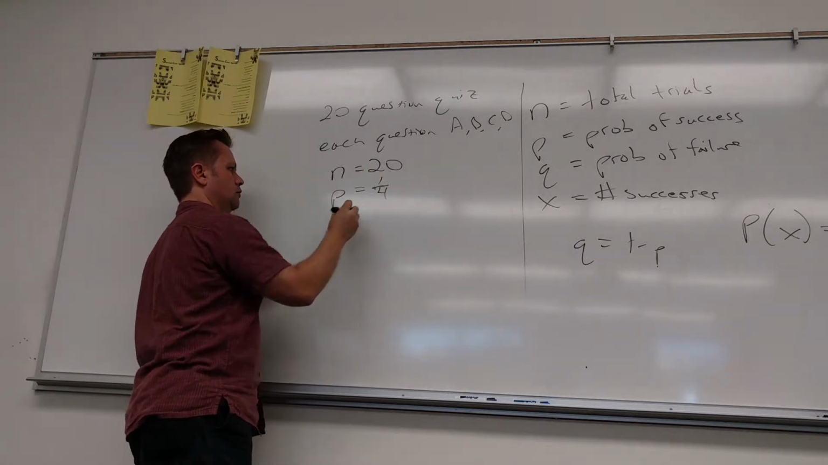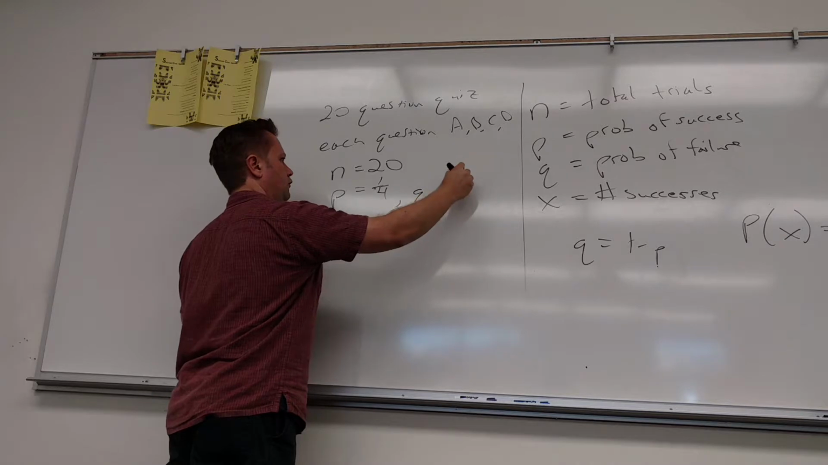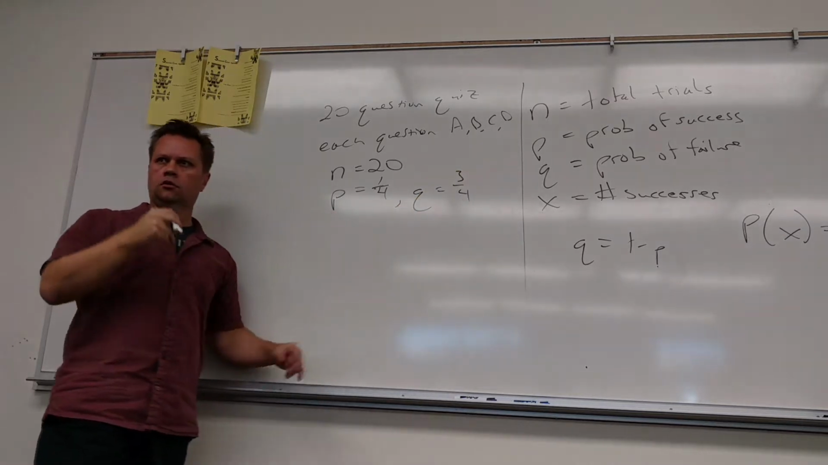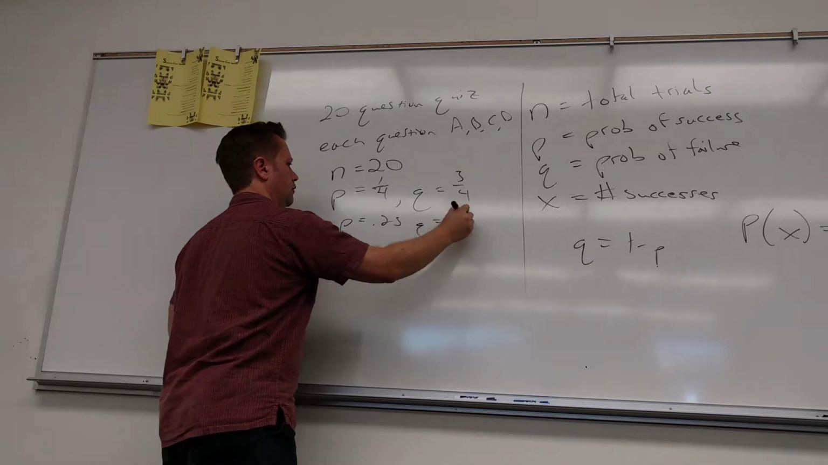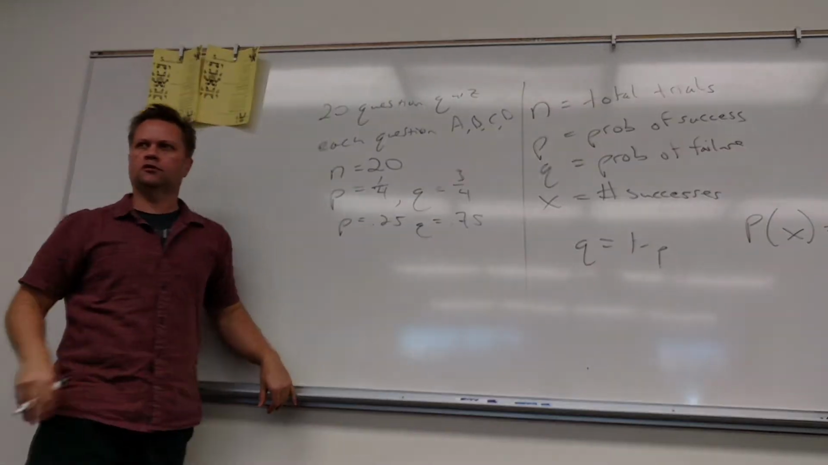Therefore Q, 3/4. I like it. Or, you can make it 0.25, 0.75. How are we doing so far?